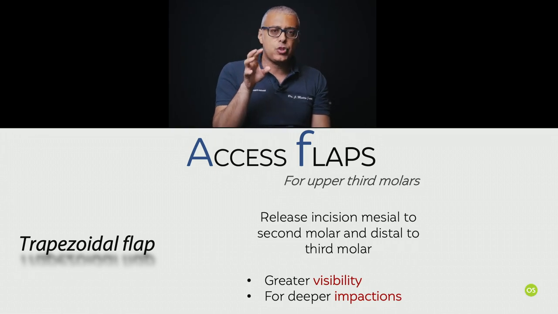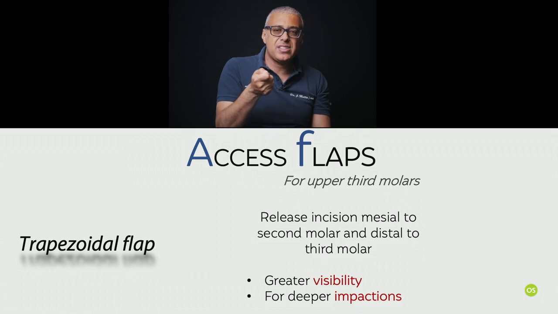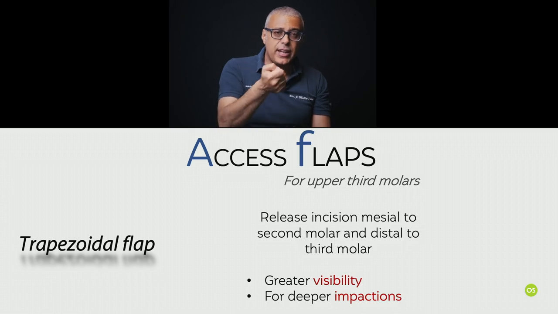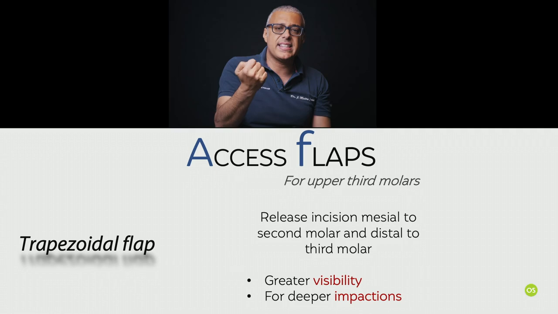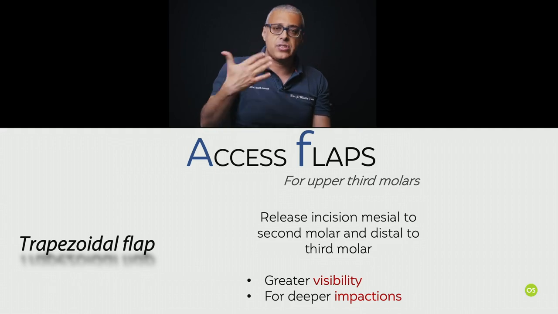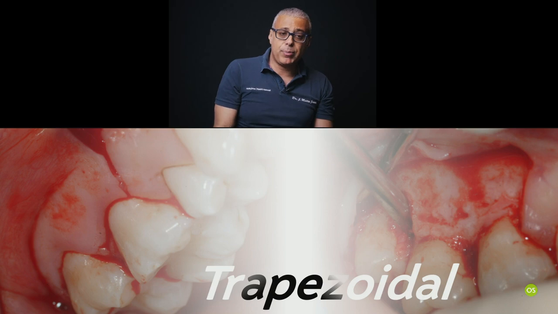Always try not to make small flaps and then try to pull, because this can create suffering of your buccal soft tissues. If we don't see a lot, we tend to pull a little bit harder, and this creates a reduction in the blood supply and so suffering in the soft tissue healing. This is an image of the trapezoidal flap.